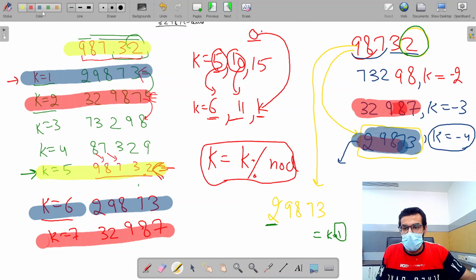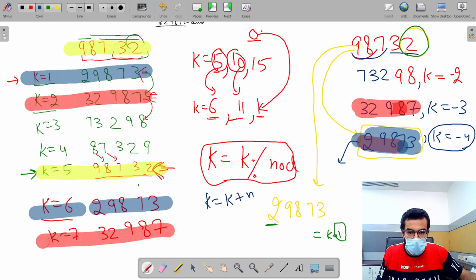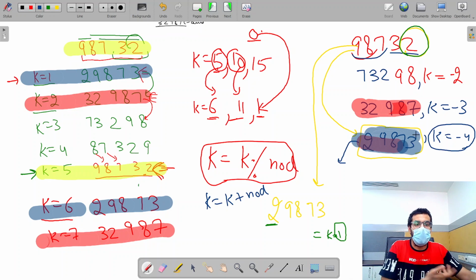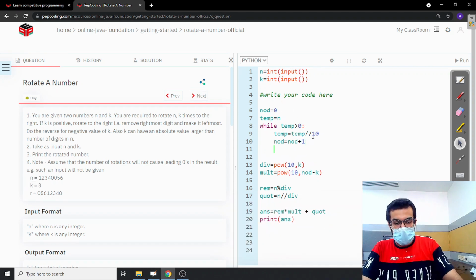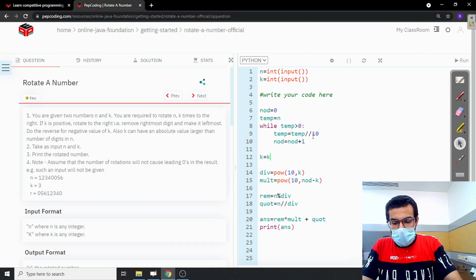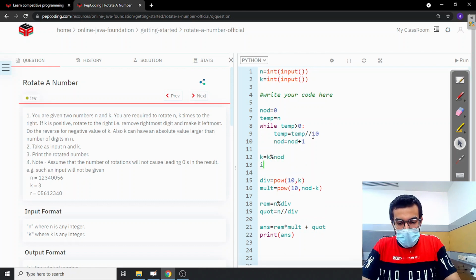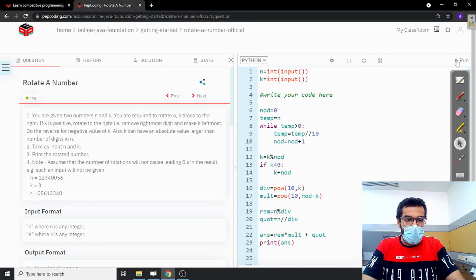So basically, if the value of k is negative, we simply need to add k plus NOD. You can see this clearly: minus 4 and plus 1, the rotation is the same. So we had done minus 4 plus NOD. We simply need to update our code a little bit after calculating this. What we simply need to do is take the modulus of k with NOD, and then if the value of k is negative, we simply need to add NOD to it, and we are done.